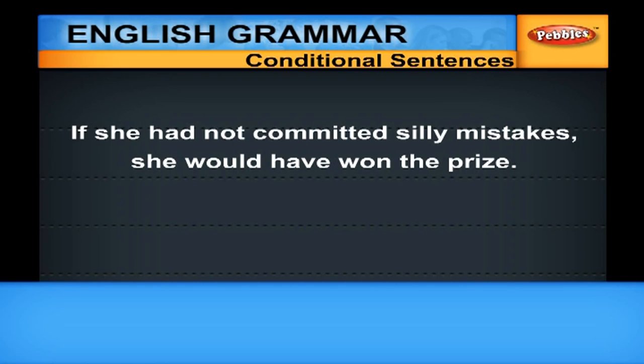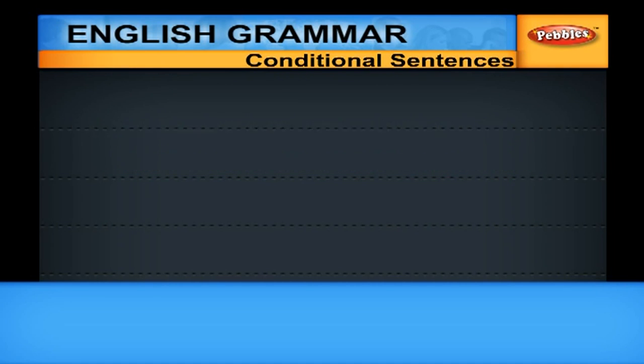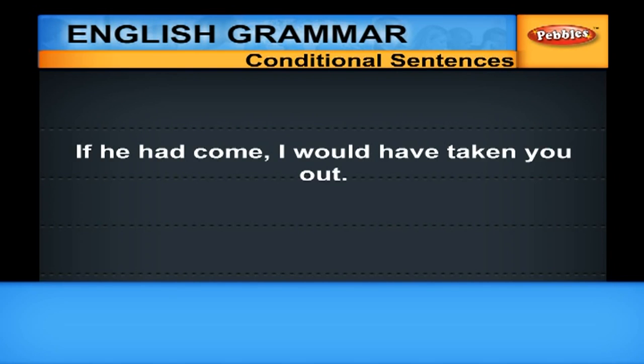In the impossible condition, the if clause should be in the past perfect. The main clause will have would followed by have and past participle. If he had come, I would have taken you out. Now I will give you sentences with all the three conditions.